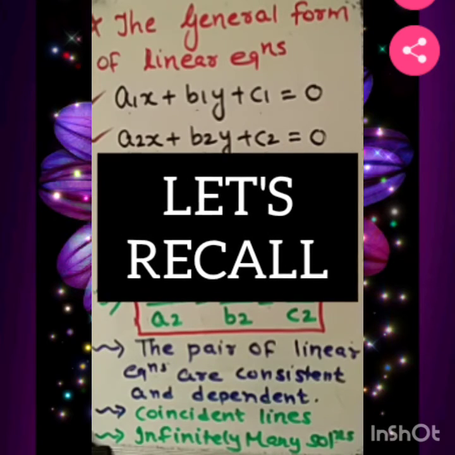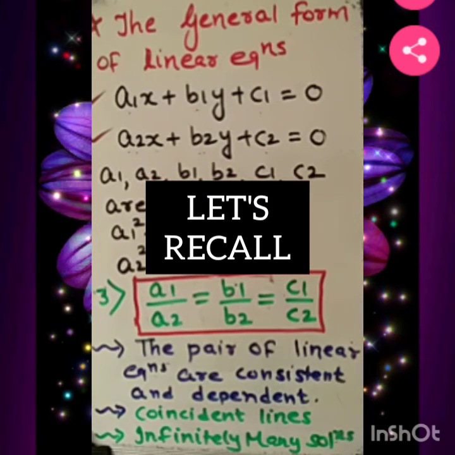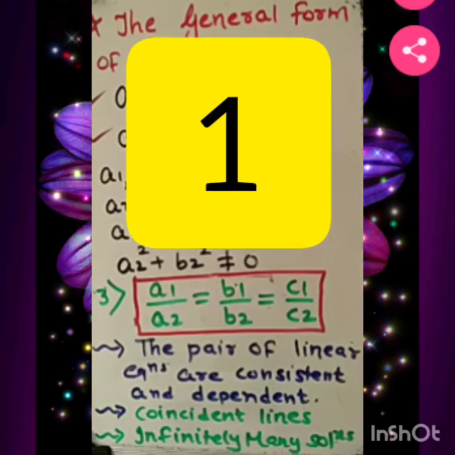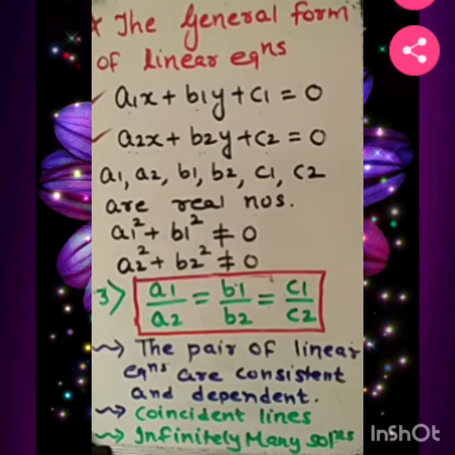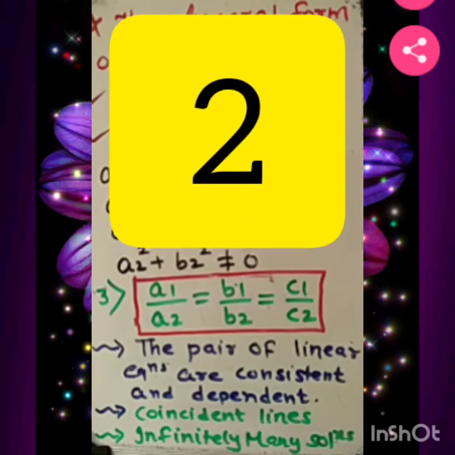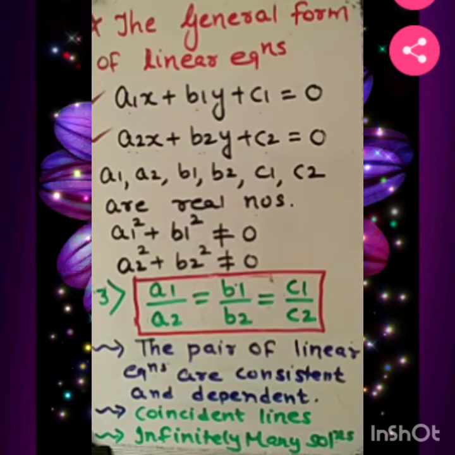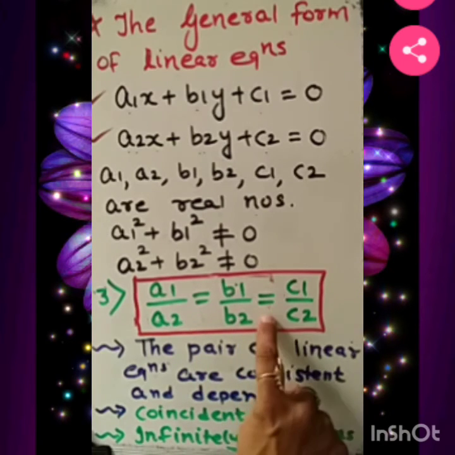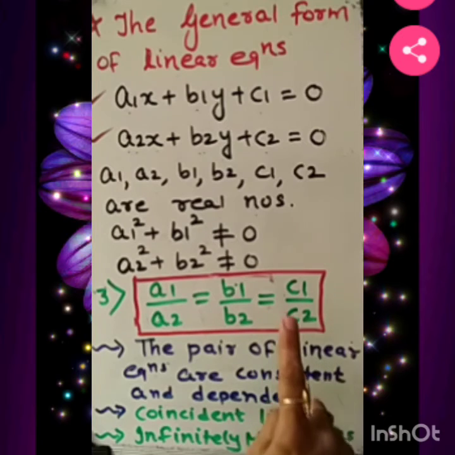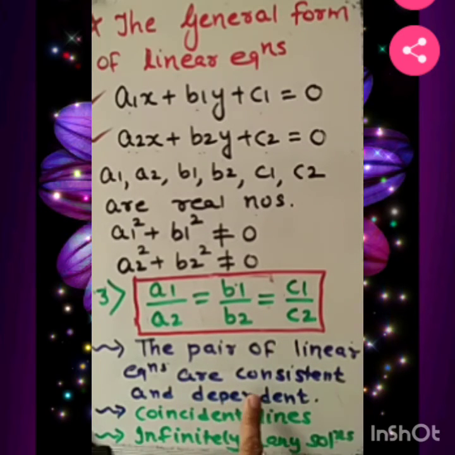Once again, I am explaining the three topics we have learned. First, a1 by a2 not equal to b1 by b2. Then we can say the linear pair is consistent. At that time, if it is consistent, then it has a unique solution and intersecting lines. Second case, we have seen a1 by a2 equal to b1 by b2 not equal to c1 by c2. Here, not equal to, the pair of linear equations are inconsistent. Here we have seen it is inconsistent.